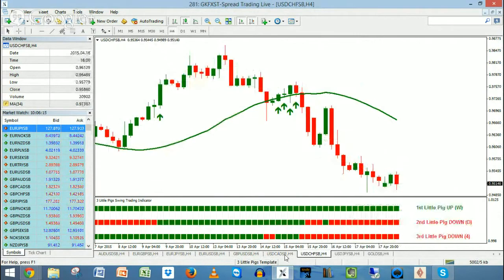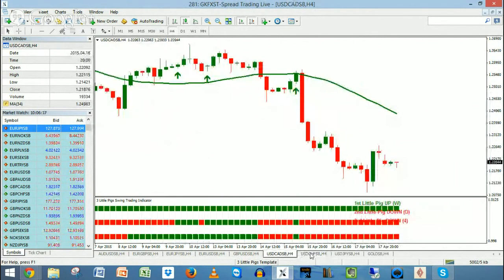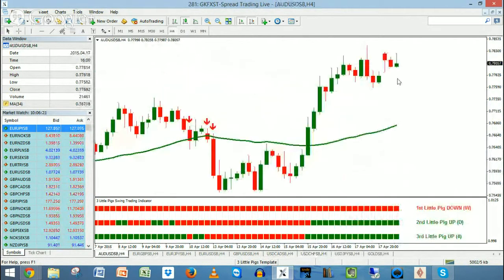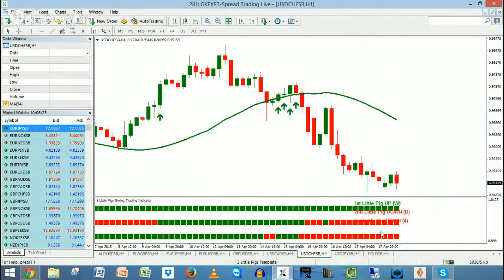USD Swiss, you can see this is what I was saying, very similar shape to USD CAD, and if we look at Aussie dollar, it's quite the inverse. So USD Swiss, weekly's up, daily's down, and we need the daily and the 4 hour to roll over to the upside for us to get in here.